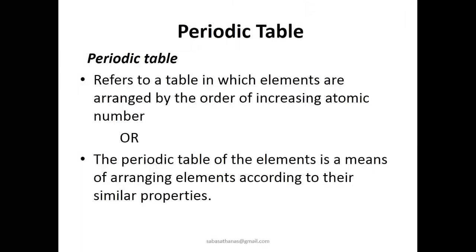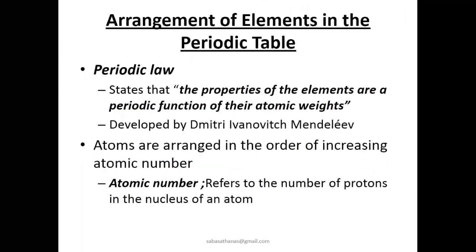Na ndio maana ukiangalia group namba 1, properties zake zinafanana, ukiangalia outermost shells zote zina only one electron. Group namba 2, outermost shells zina two electrons, na kuendelea. Kwa hiyo aliarrange according to their similar properties. Kwa hiyo that was bwana Henry Moseley.